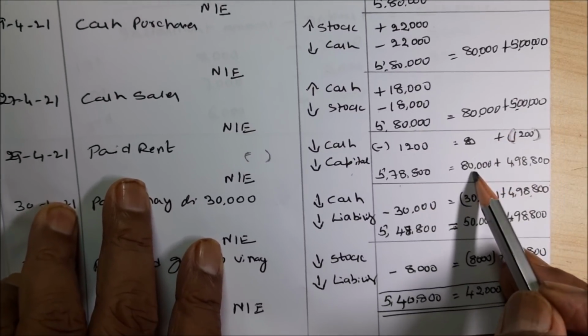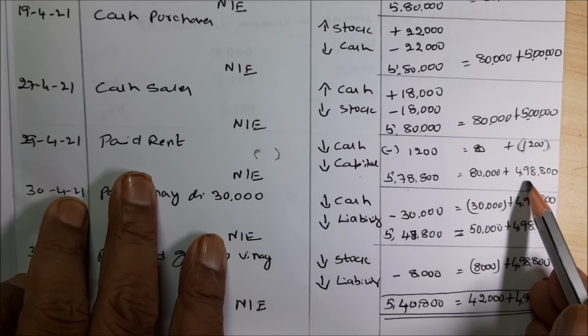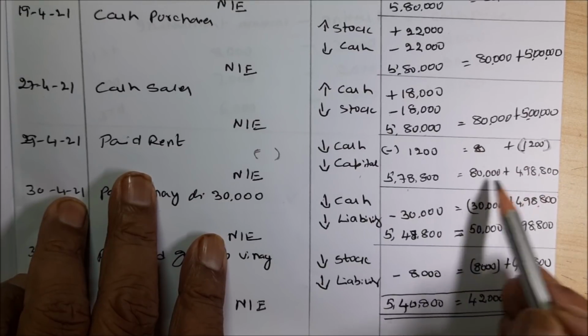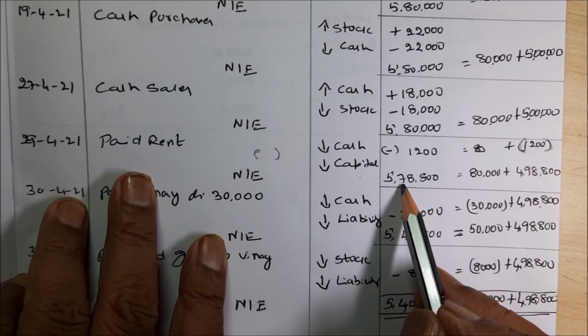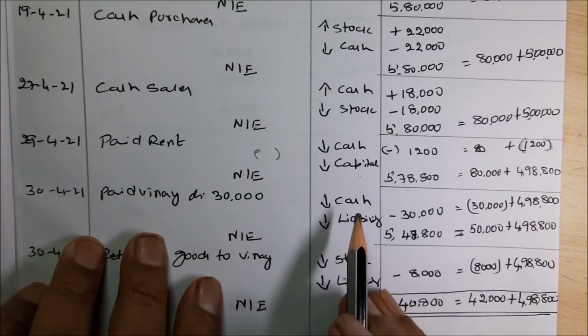This 80,000 has no effect. This 5 lakh minus 1200 comes to 4 lakh 98,800. If you add, then it comes to how much? 5 lakh 78,800. That means asset is equal to liability plus capital.